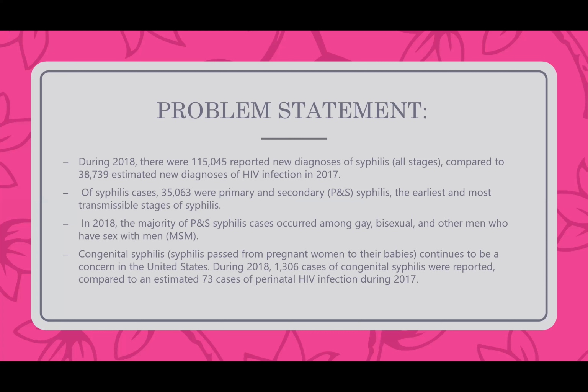Congenital syphilis, which is syphilis passed from pregnant women to their babies, continues to be a concern in the United States. During 2018, 1,306 cases of congenital syphilis were reported compared to an estimated 73 cases of perinatal HIV infection during 2017.